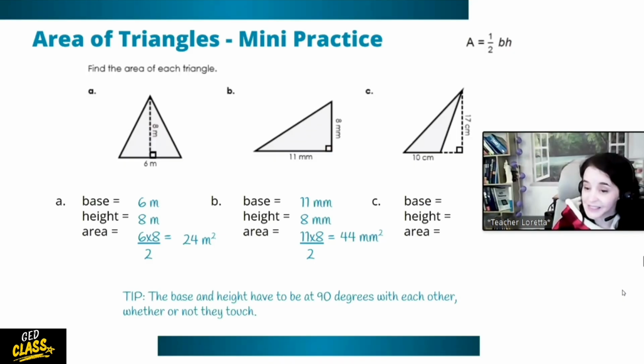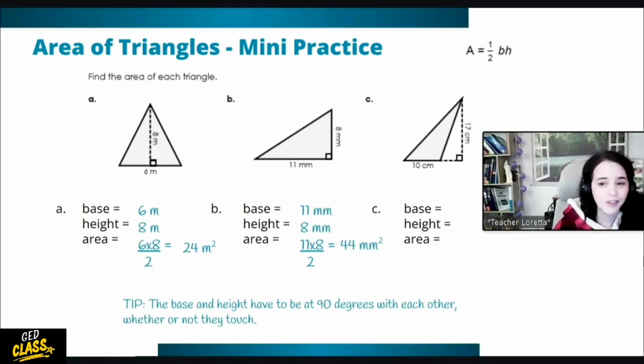Really, really good. Now, this last one's a little bit of a trick. I'm just going to turn off chat for just a second, let you guys try to figure out what you think the base and the height are, and what the area would be. I'm just going to be quiet for a moment and let you decide. We'll check in with each other in like 20 seconds.